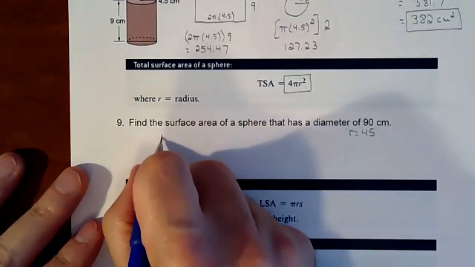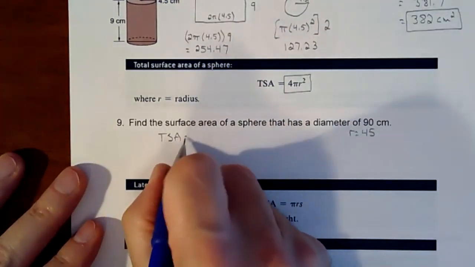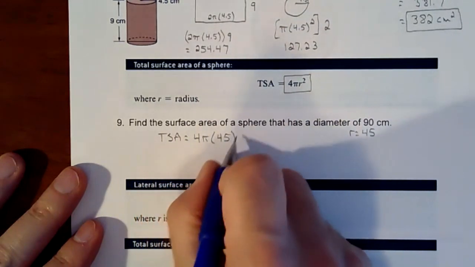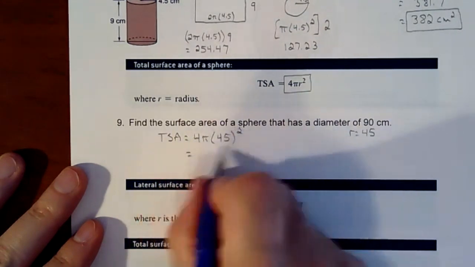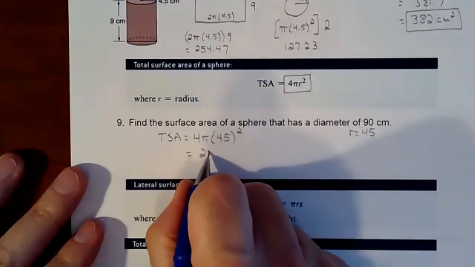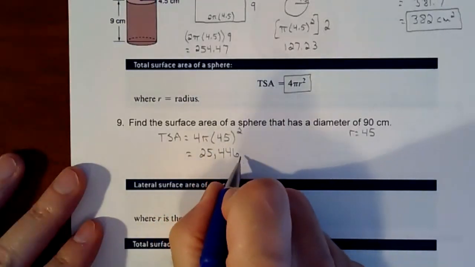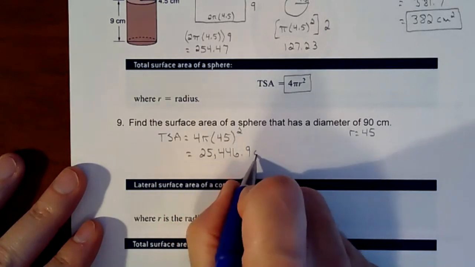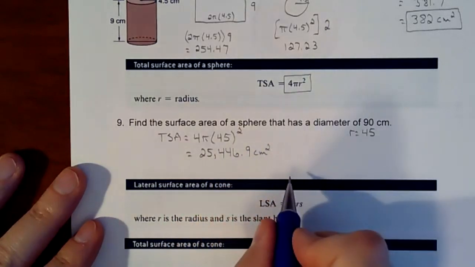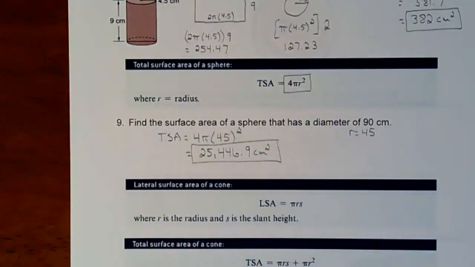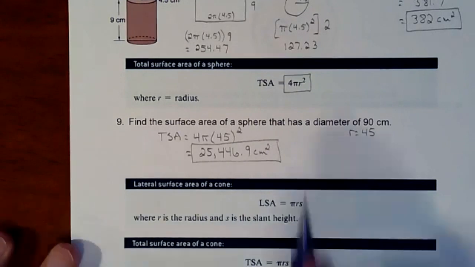So our surface area is going to be 4 times pi times our radius squared. If you throw that into a calculator, that comes out to be 25,446.9 centimeters squared. So spheres are, like I said, really the most straightforward ones. They're just a formula, no side work, no nothing. Just shove it in the calculator, good to go. You just gotta know the formula.